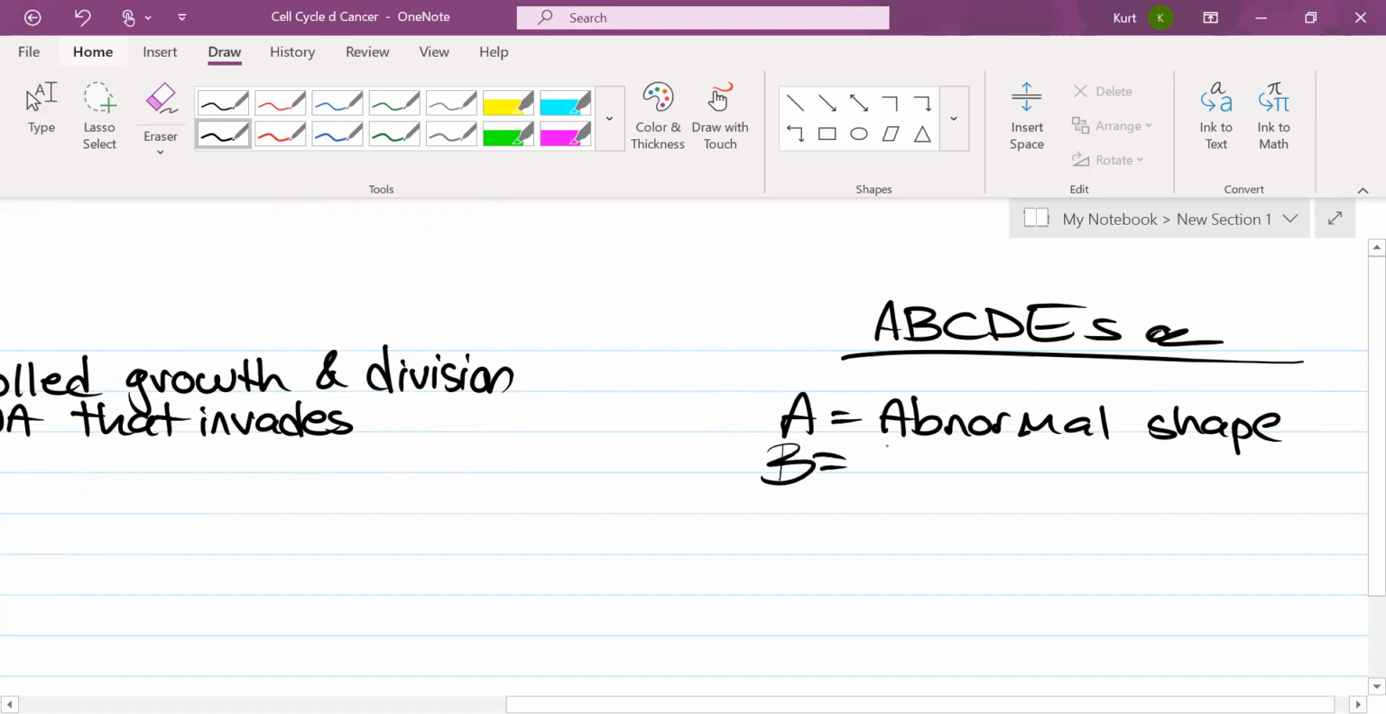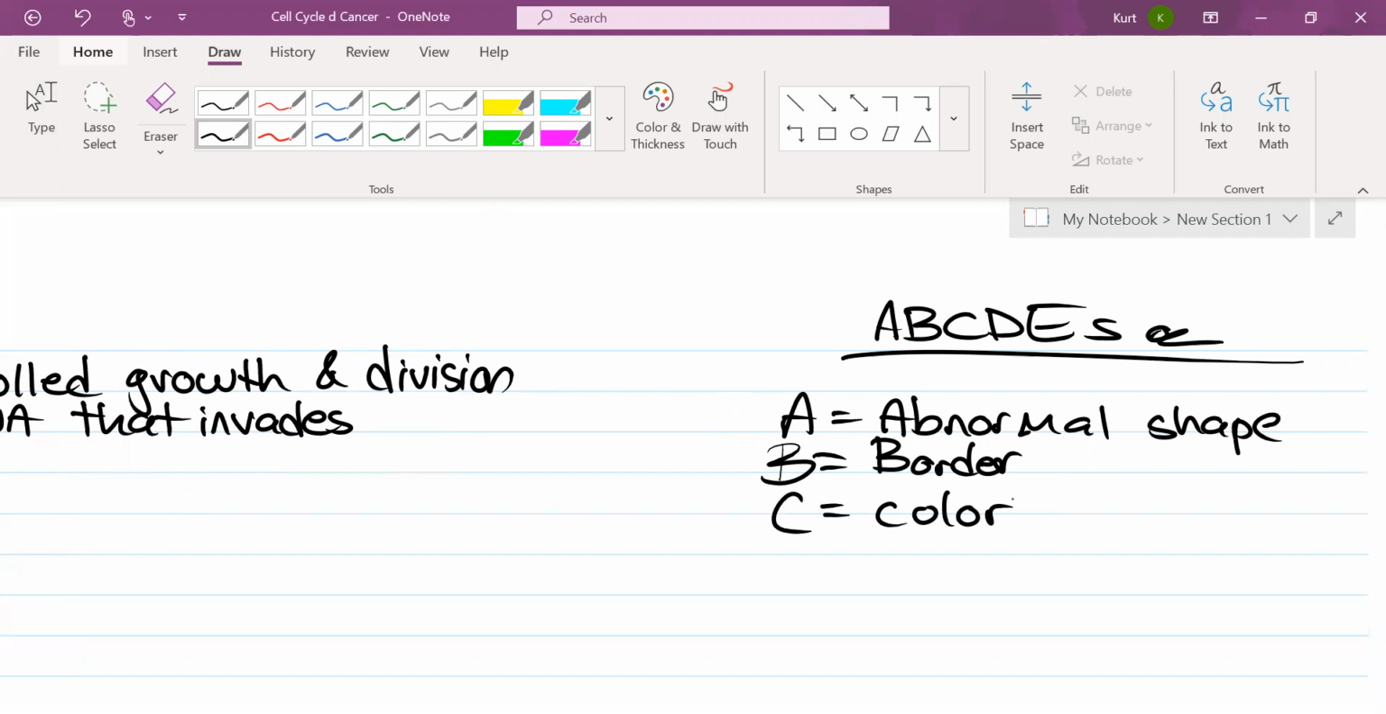B is border. If it has an abnormal border where it doesn't have like a definitive demarcation between where the mole ends and the skin begins, it looks kind of blended in, that could be a cause for alert. C is color. This little mole I have is brown. There's a lot of melanocytes in one spot. But if you had a mole or a growth somewhere that was like black and green and yellow and red and brown, that's not normal. You want to get that checked out.